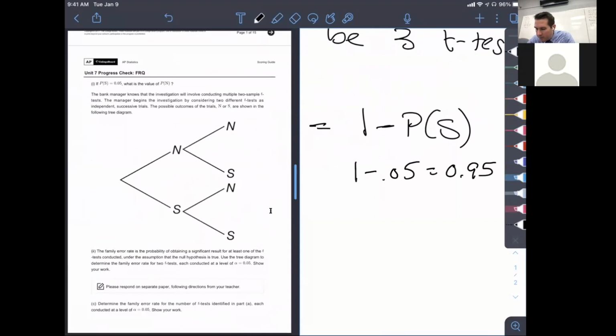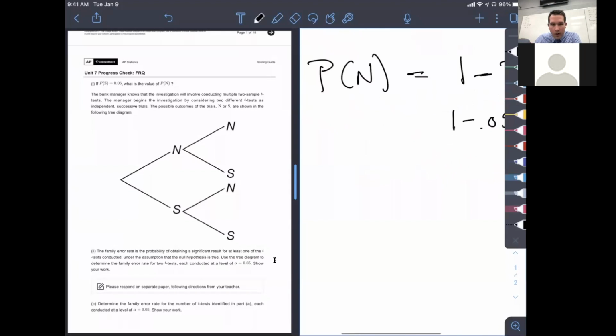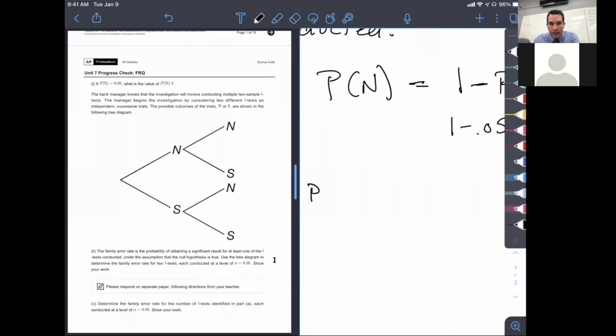Part 2 then goes, the family error rate is the probability of obtaining a significant result for at least one of the t-tests conducted under the assumption that the null hypothesis is true. Use the tree diagram to determine the family error rate for 2 t-tests, each conducted at a level of 0.05. So what we are looking for is the probability of at least 1 S. Or what we really want to know is, at least 1 is saying 1 minus none. So I want to know 1 minus the probability of none and none.